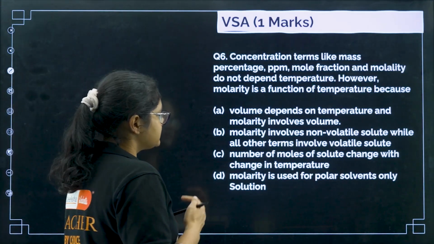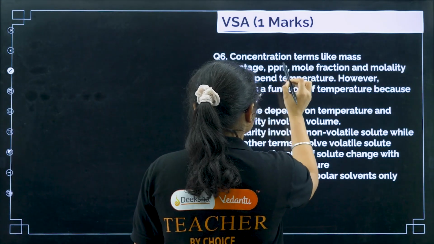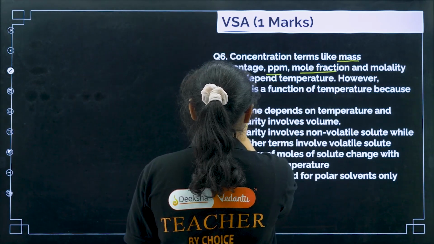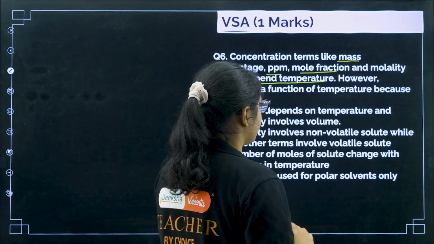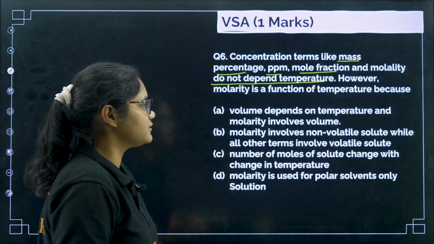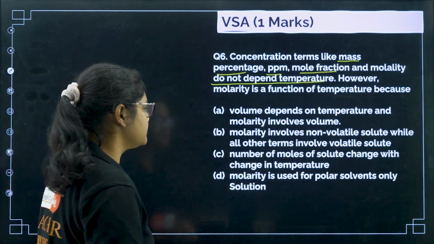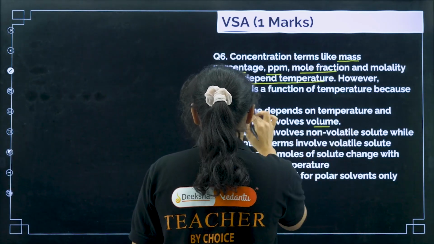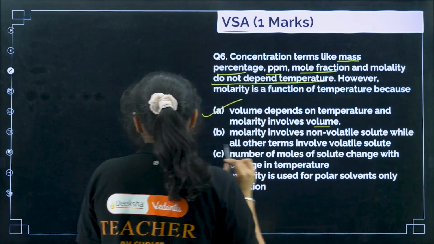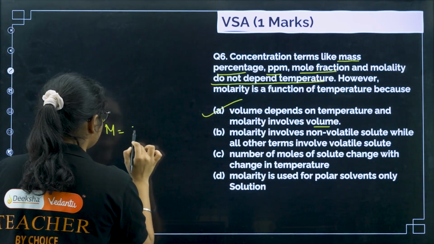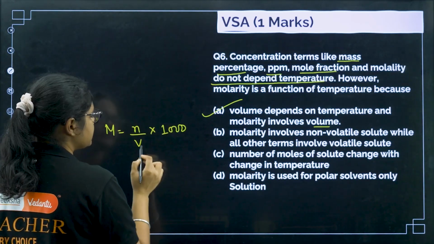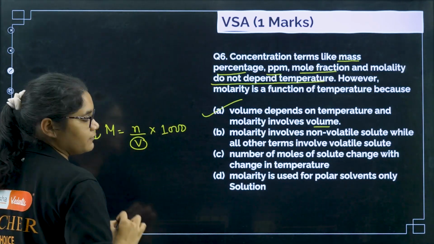Next, question number 6. Concentration terms like mass percentage, ppm, mole fraction and molality do not depend on temperature. However, molarity is a function of temperature because volume depends on temperature and molarity involves volume. Correct answer is option number A. If you remember, molarity formula is number of moles by volume into 1000. So if temperature increases, volume increases, molarity will decrease.